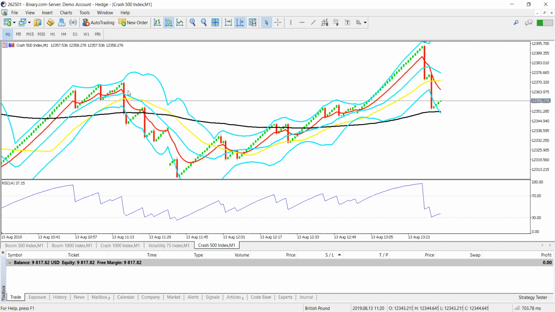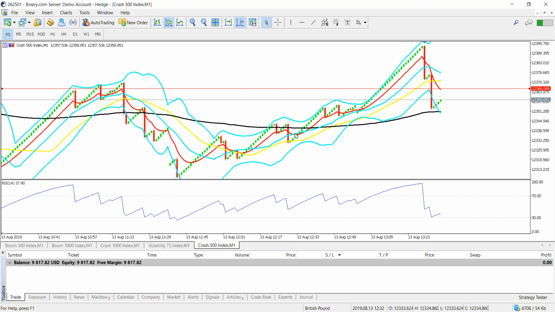And then the other way is to sell using resistance here. You draw a line, and then each time it approaches this line, you put a sell, and then it crashes. You put a sell, and then it crashes.